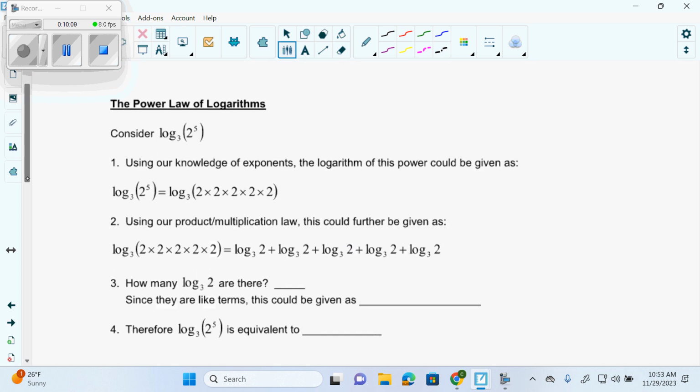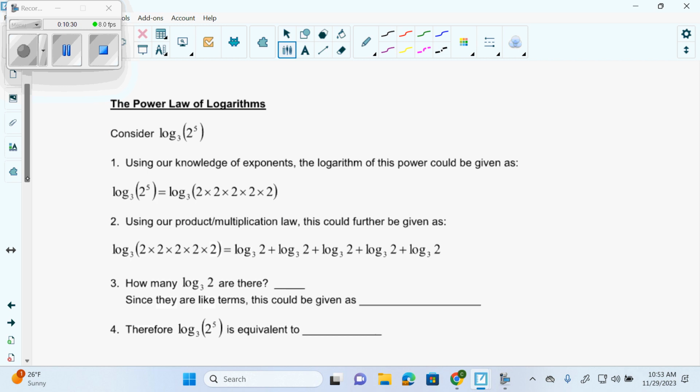So we have the power law, which is below the quotient and product on your formula sheet. It basically says log base b of m to the n equals n log base b of m. So if you have an exponent beside what's beside your log, it can drop in front, or if it's in front, it can be brought up. But let's show how this actually works.